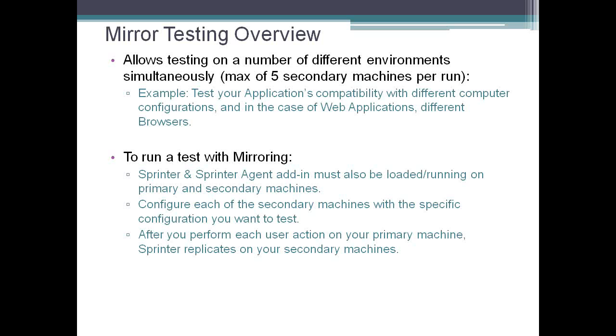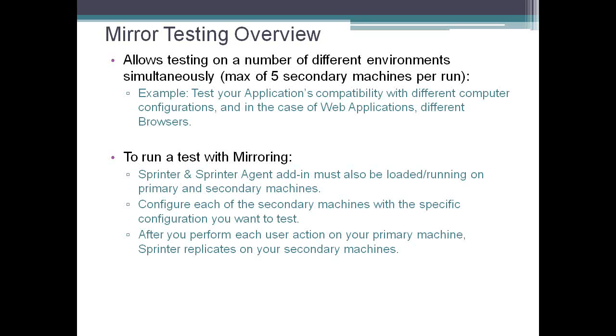So you might be a tester that comes onto your machine or your lab machine and you're using Windows 7. Maybe you also need to run the same test on Vista or XP, or maybe you're doing different Internet Explorer versions or Chrome or Firefox or whatever the case may be. You don't want to have to keep going to multiple machines and doing the test case over and over. That's just going to be a waste of time. So with mirror testing, you're going to be able to do up to 5 machines at a time. The key thing to think about here is you have to put Sprinter on each one of those machines that you're going to also run your test case on.